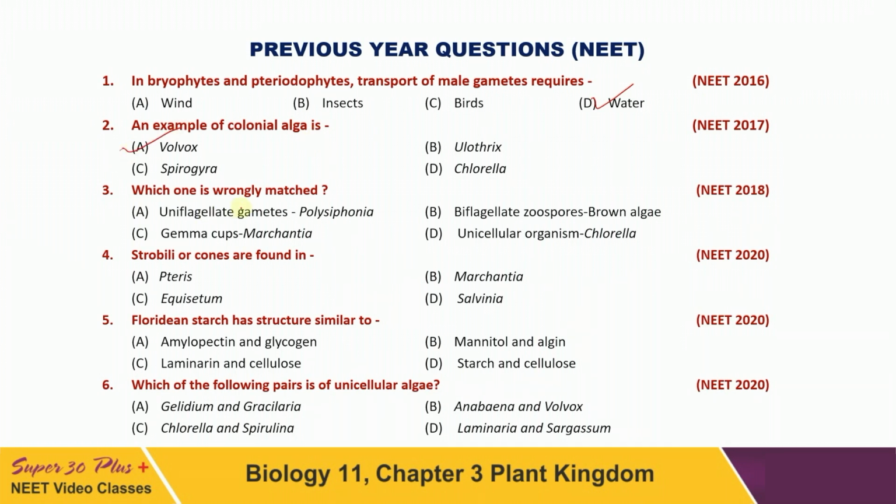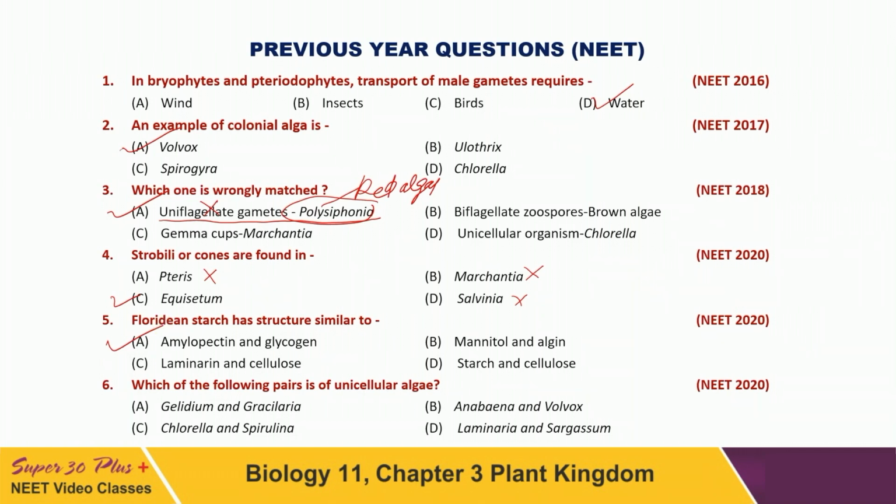Which one is wrongly matched? Uniflagellated gametes, no. In case of Polysiphonia, because it belongs to red algae, and in red algae motile forms are absent. So this is the right answer, this is wrongly matched. Strobilus or cones are present, not in this, not in this, not in this. These are formed in Equisetum. Floridean starch has structure similar to amylopectin and glycogen. You can give the answer of this question.